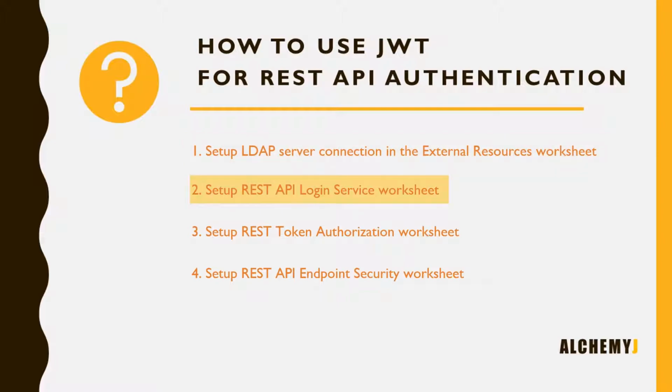Next, we will set up the REST API login service to generate a token when authentication succeeds. Then, we will use the REST token authorization worksheet to configure how our API will process a JWT for authorization. Finally, we will use the REST API endpoint security to define who can access which function point. So, these are the steps we will need to take. Let's dive in.